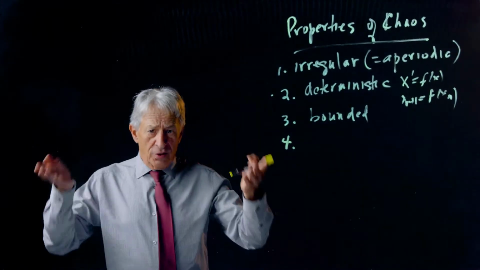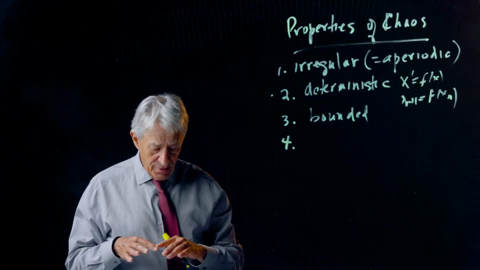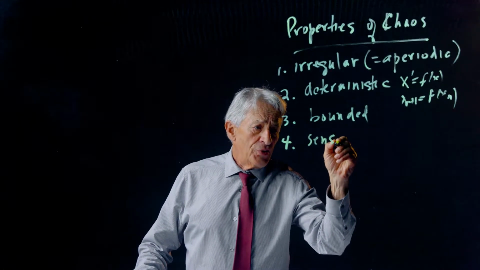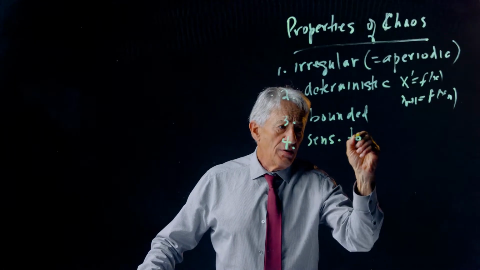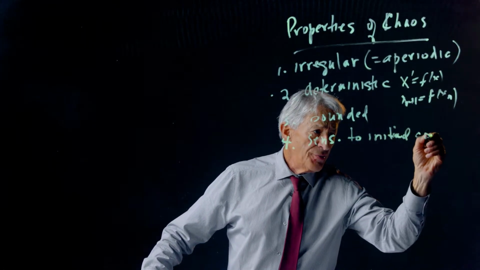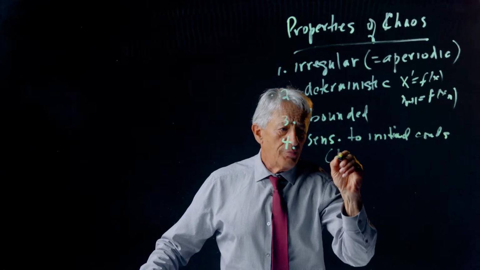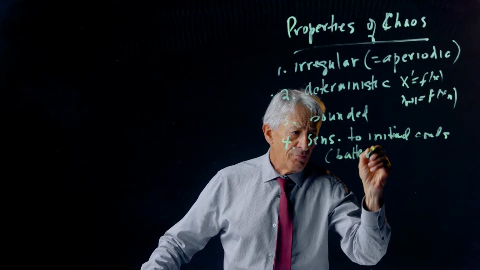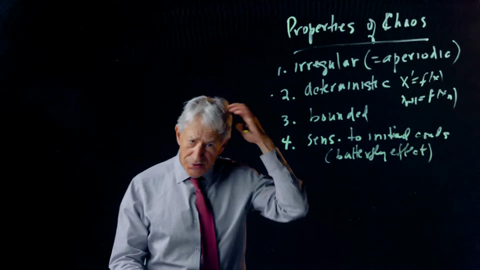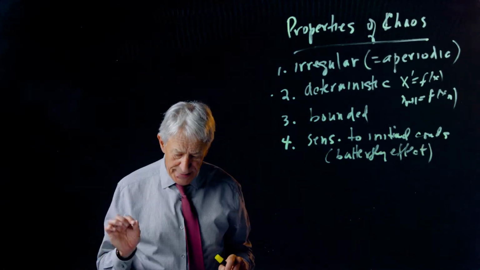which creates all of that complexity. The fourth property was sensitivity to initial conditions, the so-called butterfly effect. And that's what makes the system so difficult to predict in detail.